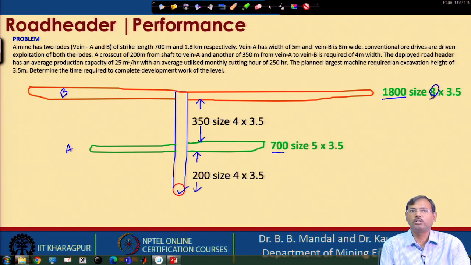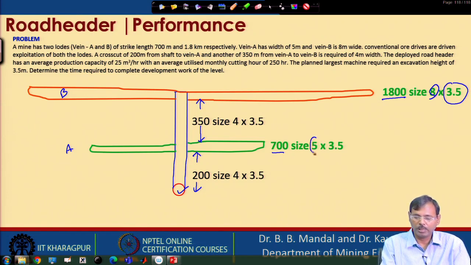meter width. So, we will not leave any ore there. So, complete width has to be excavated. So, the width of the drive is 8 meter and 3.5 meter is the desired height required for the plying of the machine. In vein A, 5 meter is the width, because the ore width is 5 meter, we will not leave any ore there. So, we will extend our width of the drive is 5 meter and 3.5 meter is the height required.